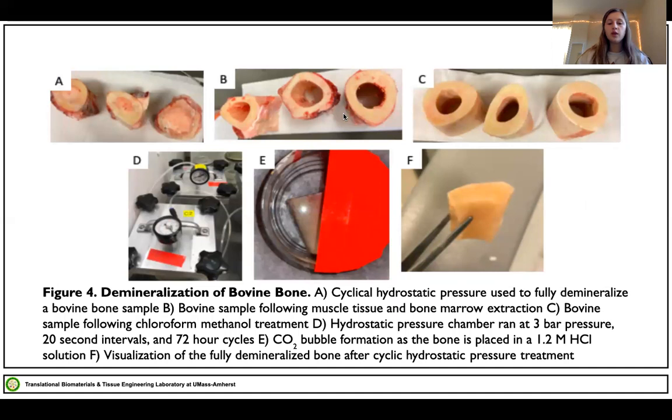This demonstrates the beginning of this process, which starts with demineralization and with the removal of fat and tissue from the bovine bone, followed by a 1-to-1 chloroform methanol treatment. The hydrostatic pressure chamber with 1.2 molar hydrochloric acid is then used to complete the decellularization and demineralization, while still maintaining the important bioactive components of the bone.